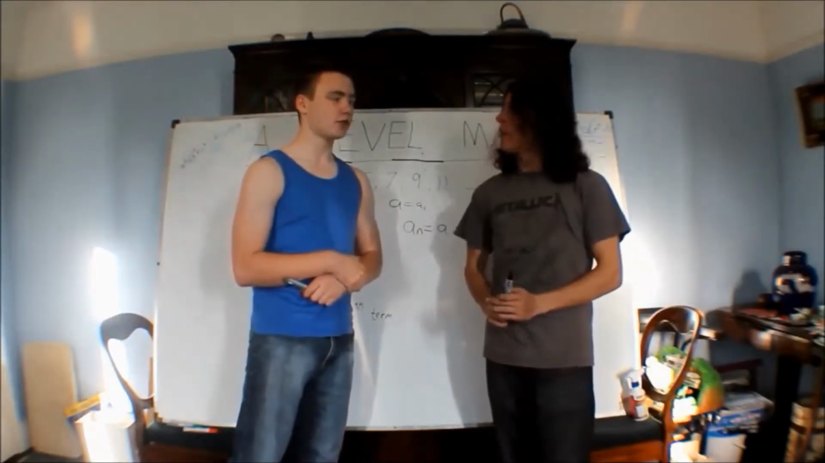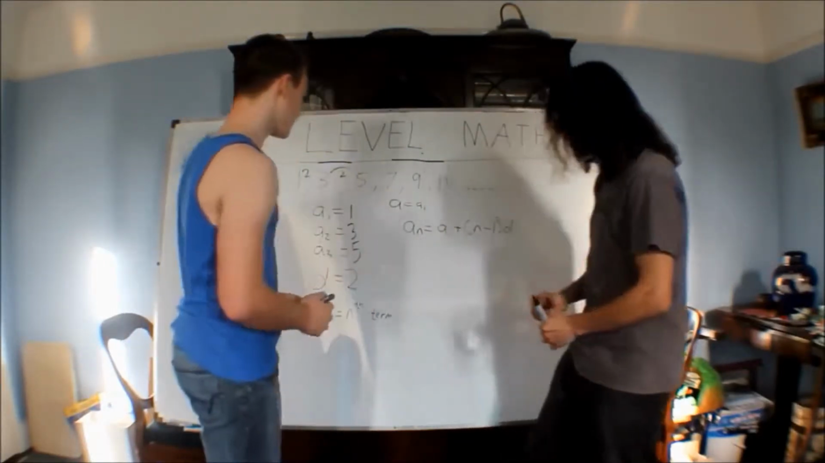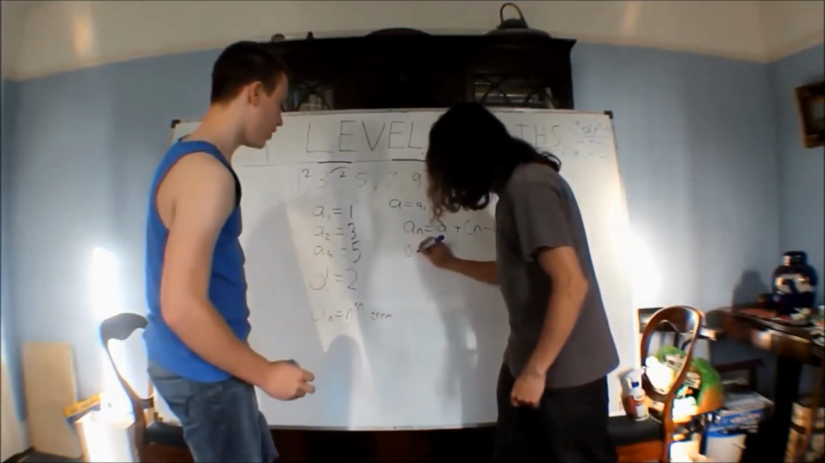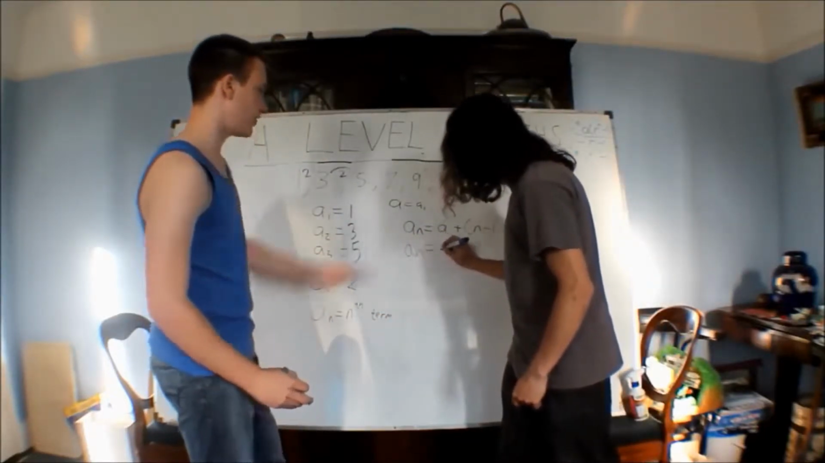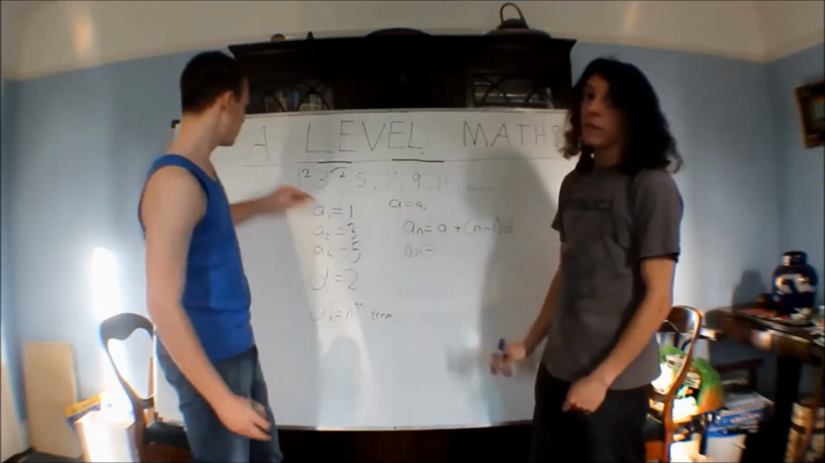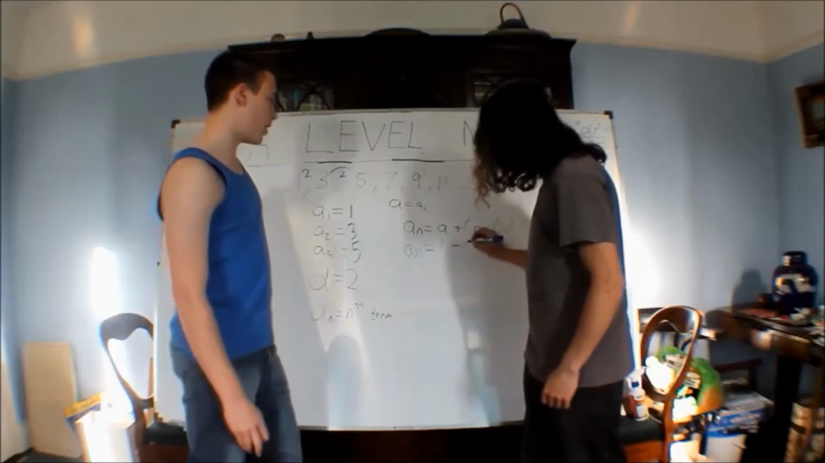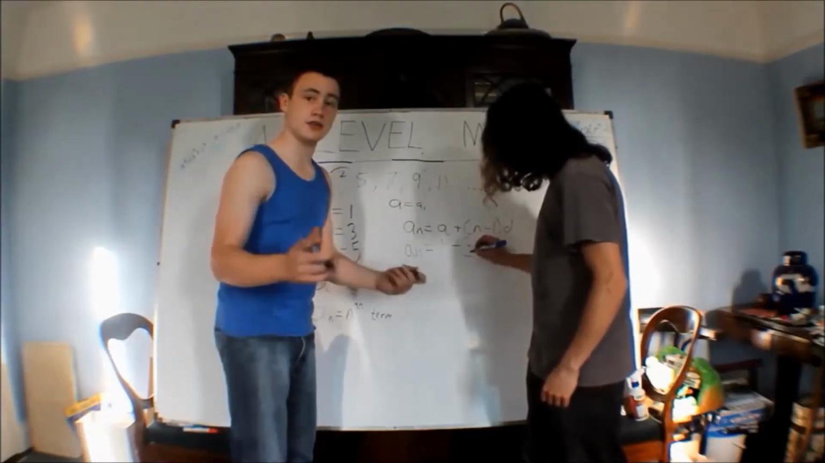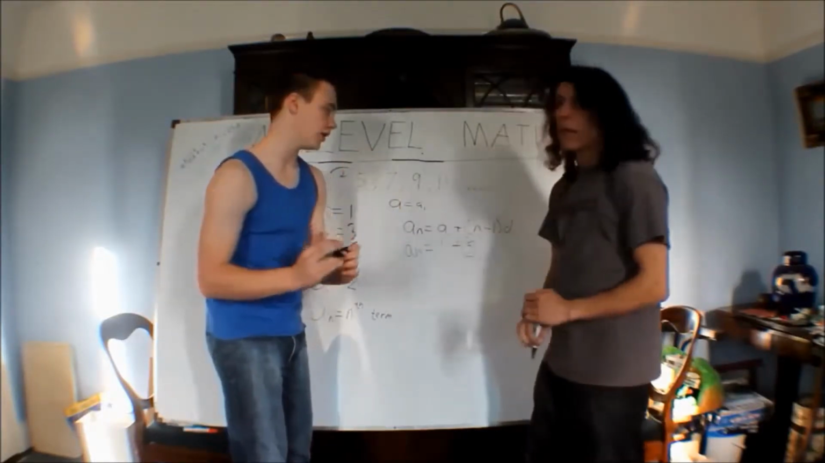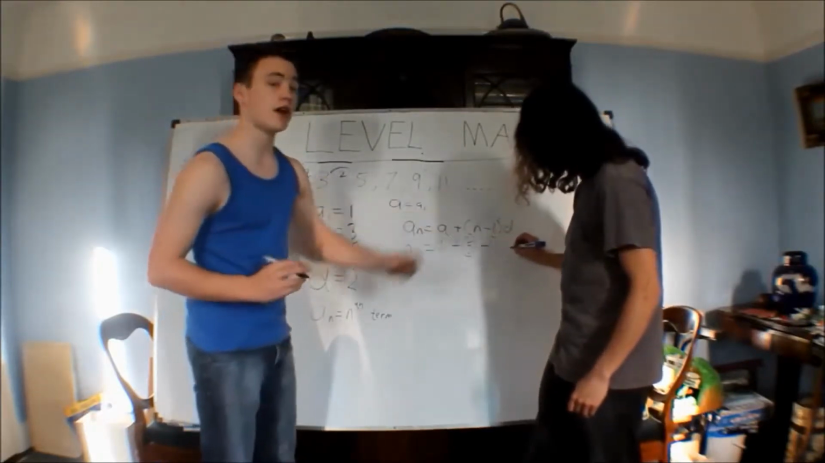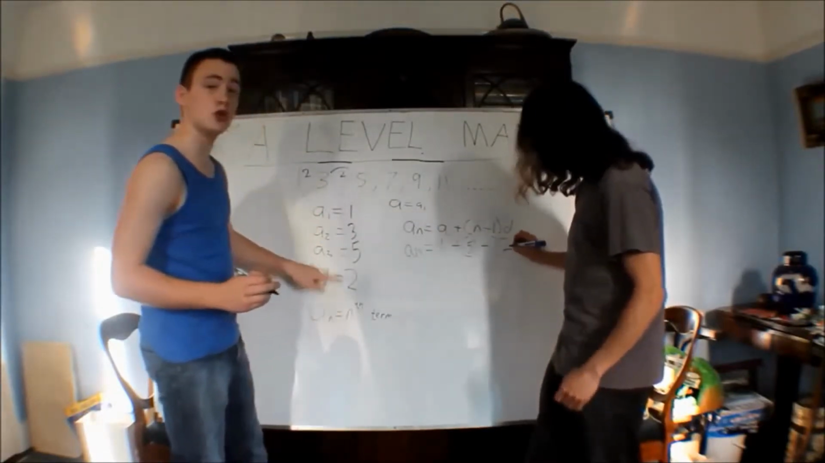In fact, I think we'll do that. We'll do the 51st term. So let's write this out. The nth term, we're trying to work out the 51st term. So an equals a, the first term, which in this case is 1, plus n minus 1. Now n is 51, the number we're trying to find, and then you take 1 away from it, and then times it by the common difference, which is 2 in this case.